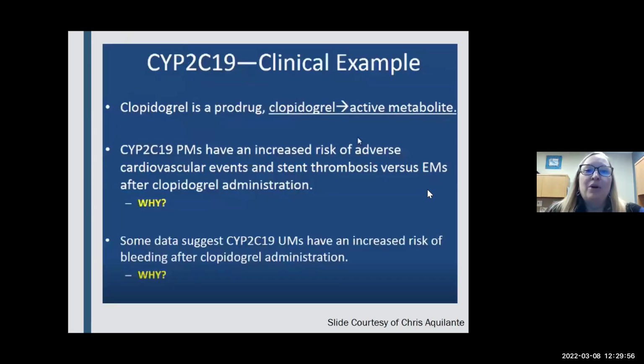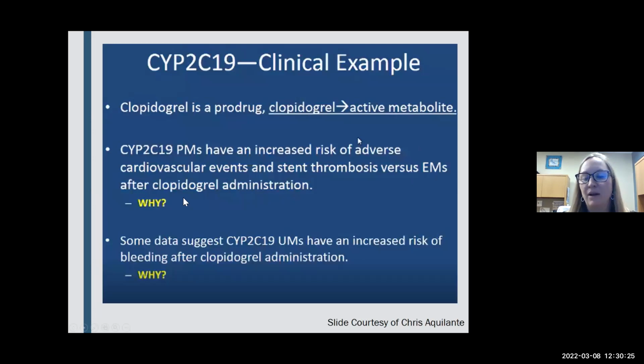So I put another prodrug question in here, but clopidogrel, Plavix, what we used for acute coronary syndromes, PCI, to reduce stent thrombosis, is a prodrug. It actually has to be activated by CYP2C19 to the active metabolite. So CYP2C19 poor metabolizers have an increased risk of adverse cardiovascular events and stent thrombosis versus basically normal metabolizers. Why do you think that is?